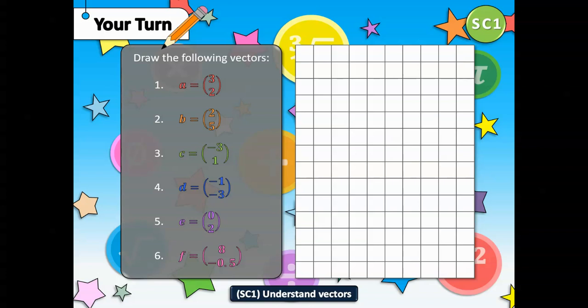Here are your answers. So there's A, there's B, there's C, there's D, there's E, and there's F.